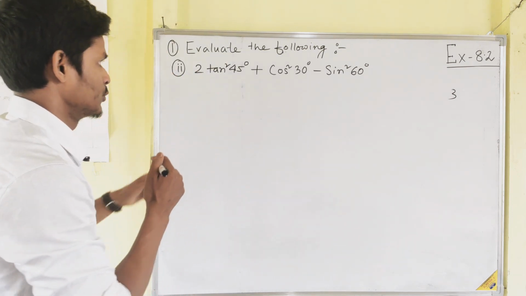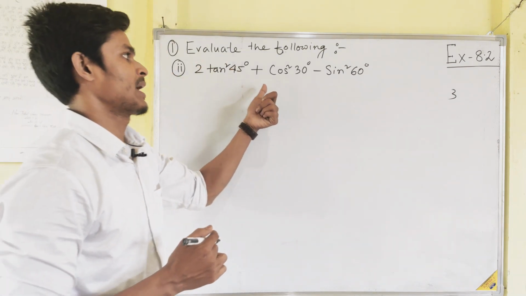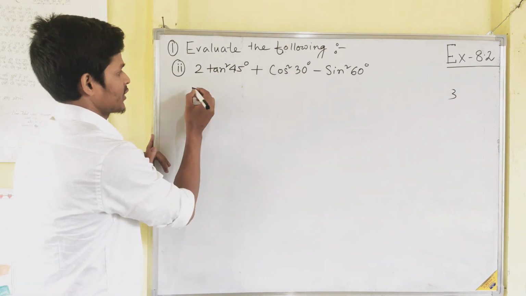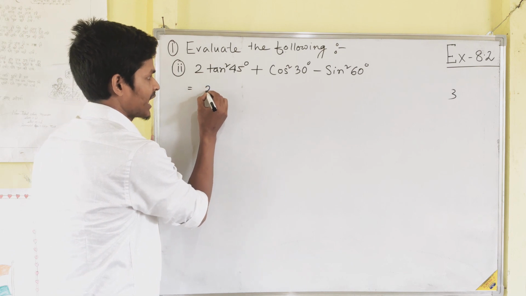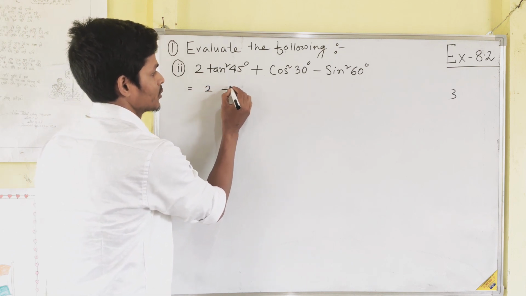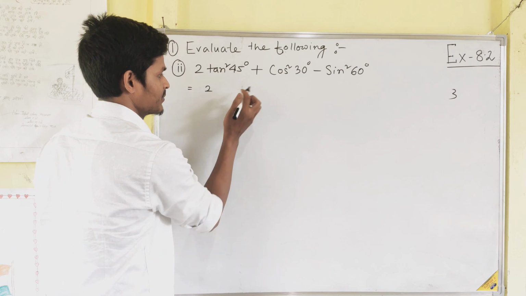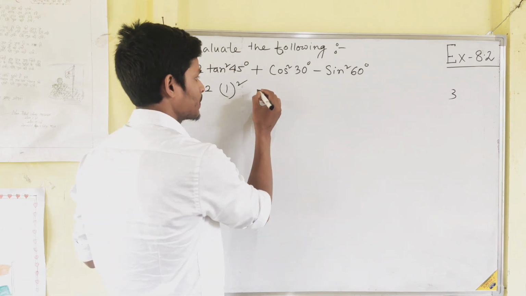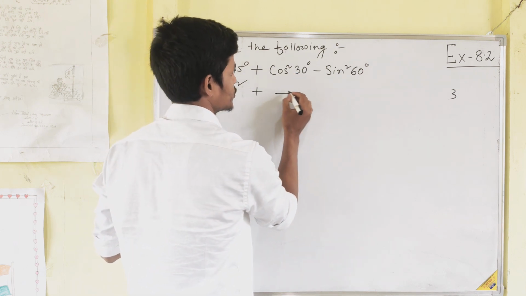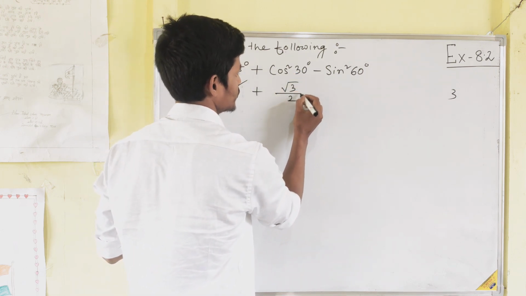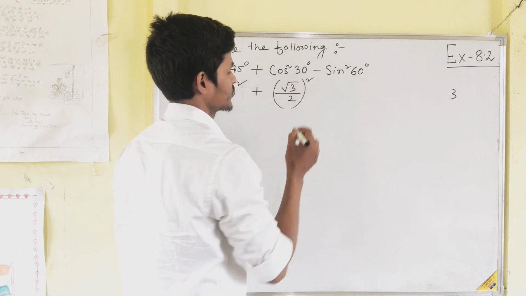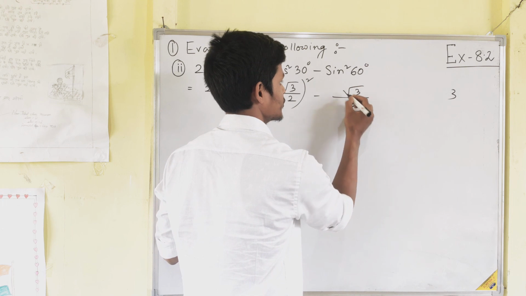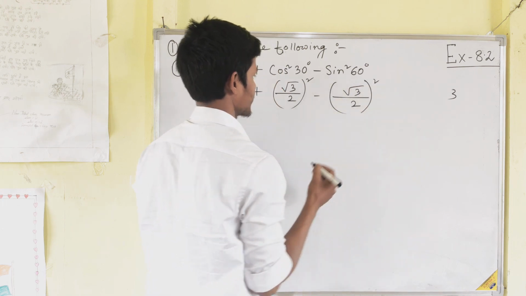So now number 2: 2 tan square 45 degree plus cos square 30 degree minus sin square 60 degree. So tan square 45 degree. The value of tan 45 degree is 1, that is 1 square. Okay. So now plus cos 30 degree is root 3 by 2, and cos square 30 degree, that's why square. Minus sin 60 degree is also root 3 by 2, so square.